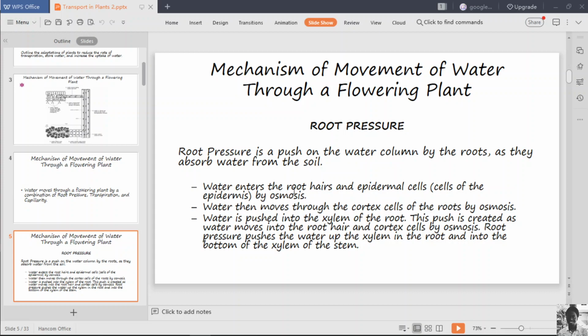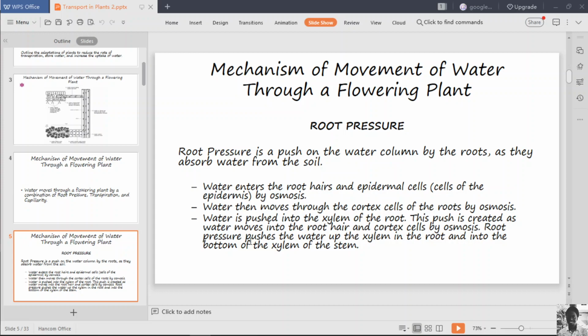Water enters the root hairs and epidermal cells, or the cells of the epidermis, by osmosis. The water then moves through the root cortex cells by osmosis and diffusion. The water is then pushed into the xylem of the root. This push is created as water moves into the root hair cells and the cortex cells by osmosis and diffusion. The root pressure pushes the water into the xylem of the root and into the bottom of the xylem of the stem.